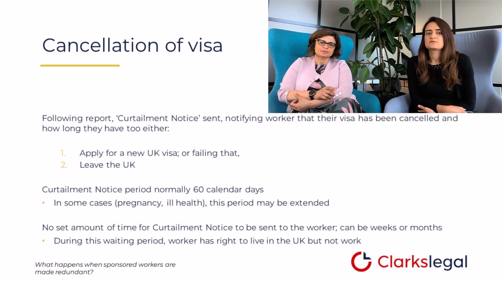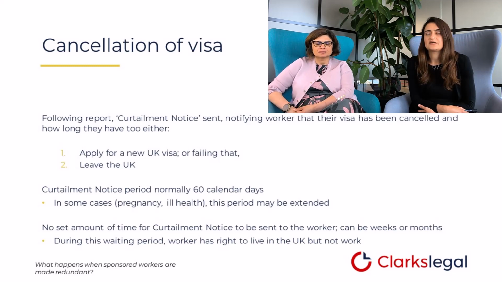So once a sponsored worker's visa has been notified on the SMS that the sponsorship has ended, what will happen is the Home Office will receive this report on the SMS, and then they will prepare to send out what is now called a curtailment notice, which notifies the worker that their visa has been cancelled and how long they have to either apply for a new visa or leave the UK. The curtailment notice period is not a set amount of time. Normally it's 60 calendar days, but there are cases where workers are pregnant or in ill health, and this may be considered, and then the notice period would be extended. But normally you're looking at 60 calendar days.